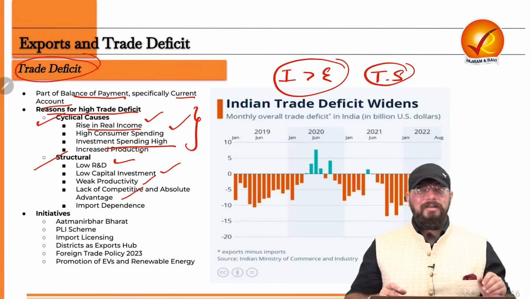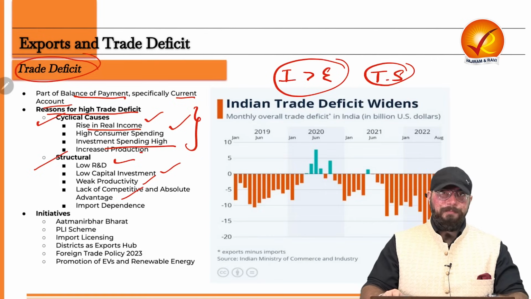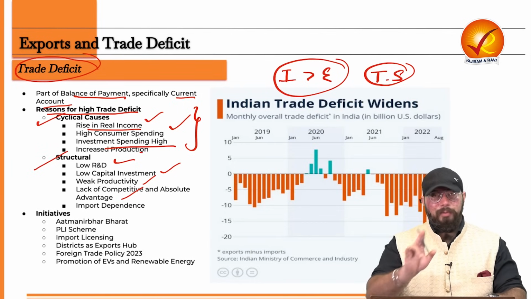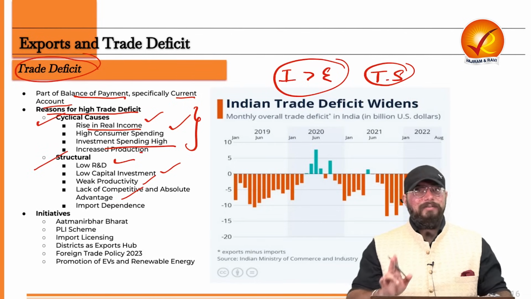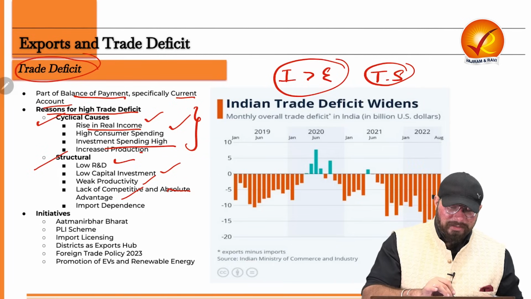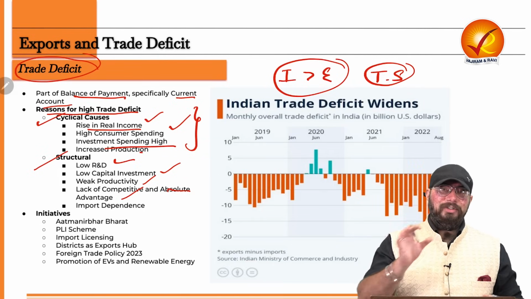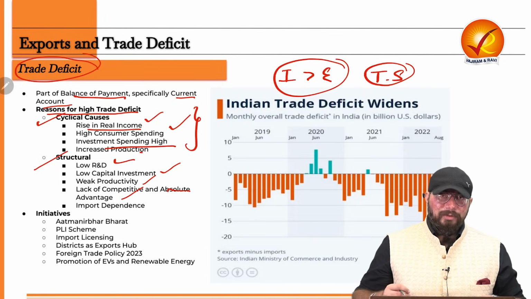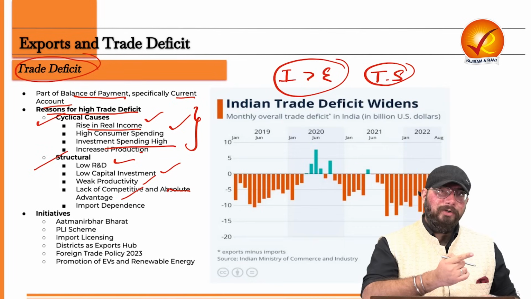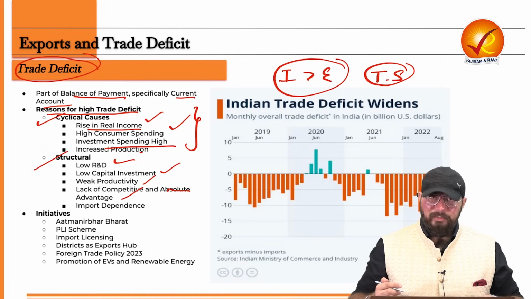Then lack of competitive and absolute advantage. Now, competitive advantage basically comes with the economies of scale. If productivity is low, if competitive advantage is not there, if the firms are not having that much absolute advantage also in relation to the external sector, in that way also our exports cannot grow that much. And if exports can't grow, that means trade deficit will widen.